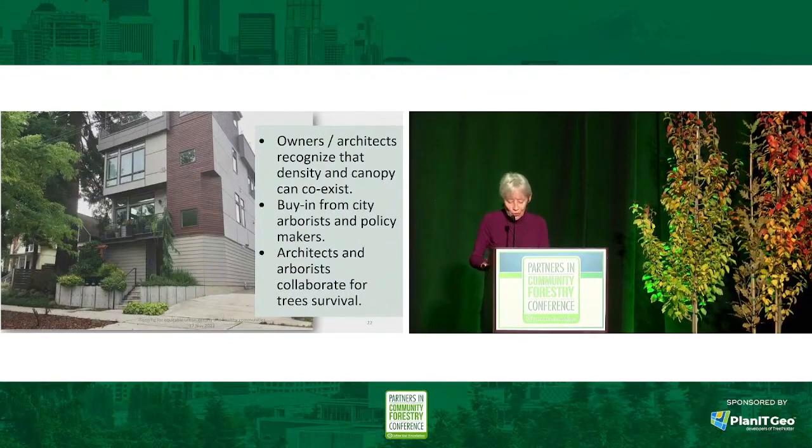New residential construction requires architects who recognize that density and canopy can coexist. It requires buy-in from city arborists and policymakers and a willingness to compromise. It requires architects and arborists with expertise in what trees need to survive, including respecting significant roots. The focus of this video is on new residential construction, but as we continue our presentation, we're going to take a look at what's needed to deliver a balance of housing and trees at the neighborhood scale.